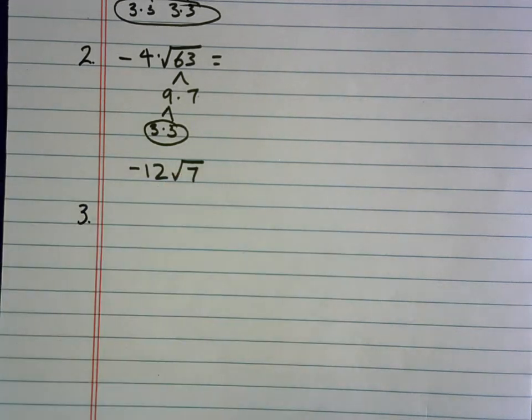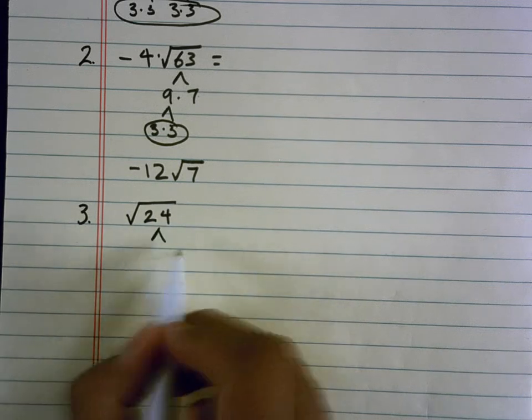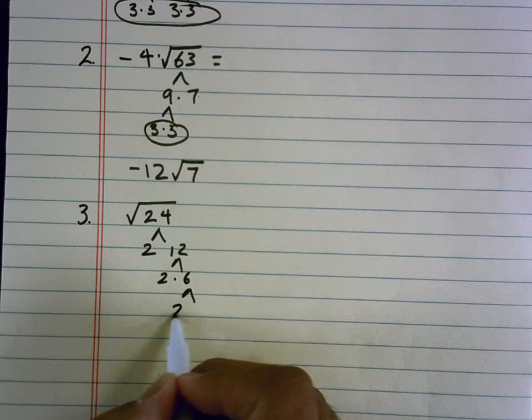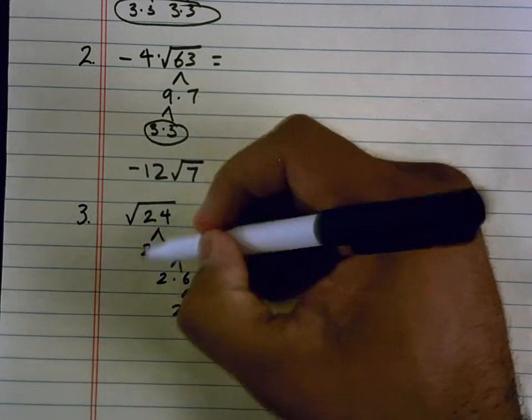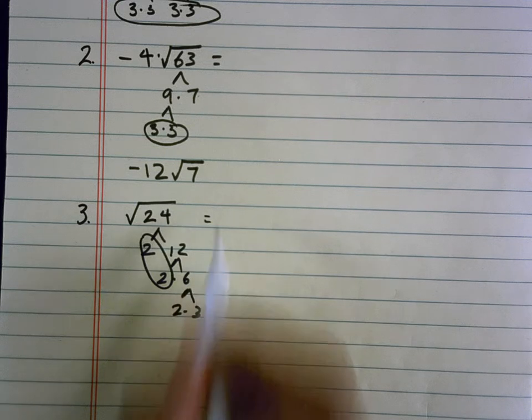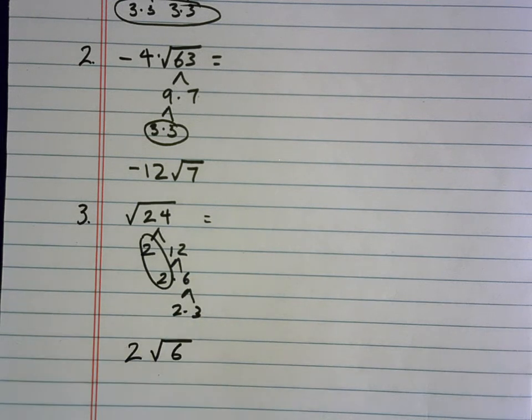Number 3, square root of 24. Go ahead and break this up any way you want. I'll go 2 and 12, 2 and 6, 2 and 3. And I'm looking for pairs. So there's a pair of 2s, so a 2 comes out. And I'm going to remultiply these back together because there are no pairs. So it's 2 root 6.